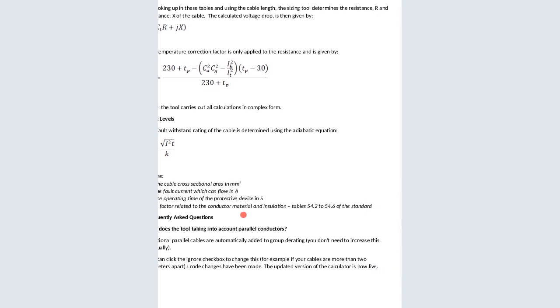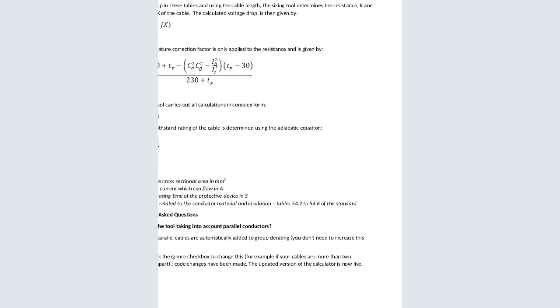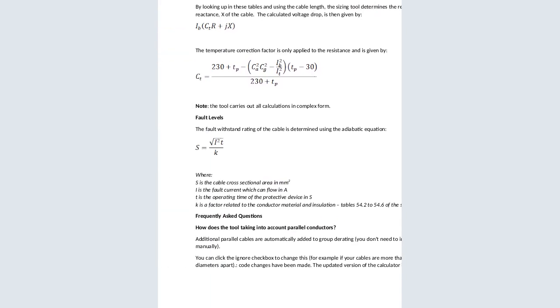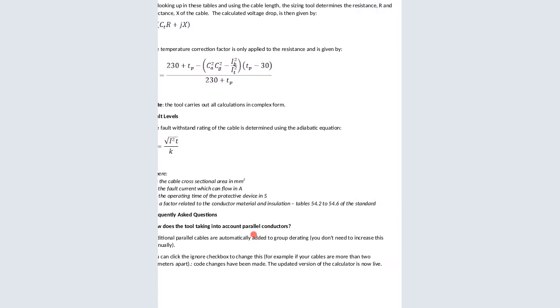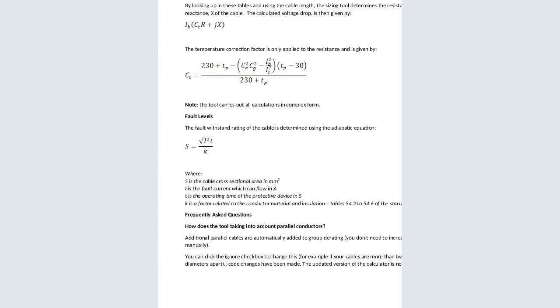That is, the fault level withstand rating of the cable is determined by using the adiabatic equation. You can see the adiabatic equation where S is equal to the root of I squared T over K, where S is the cable cross-section area and I is the fault current of the flow. Remember, we are calculating fault level. T is the operating time of the protective device, and K is the factor related to the conductor material and insulation.